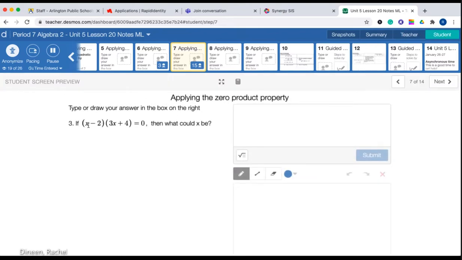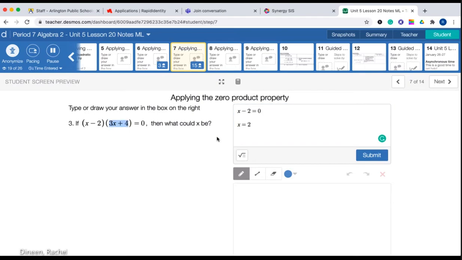So let's look at this first one. What value of x would make this first expression 0? 2. Yep. You can either do it just by looking at it, 2 minus 2 is 0, or you could add 2 to both sides.